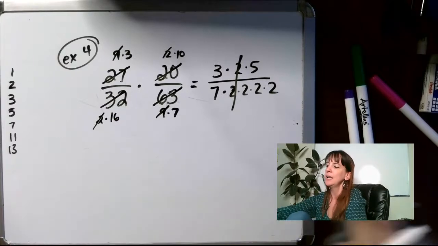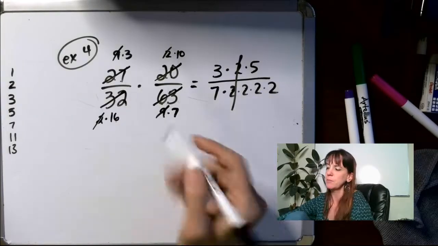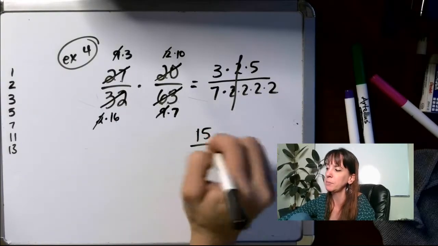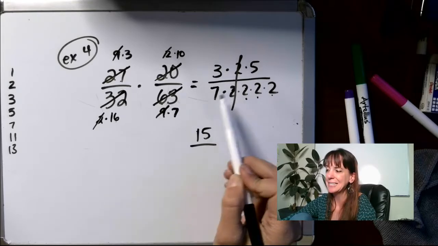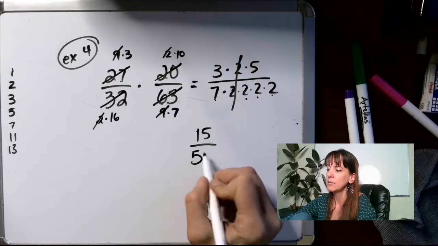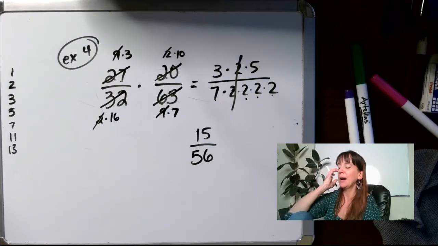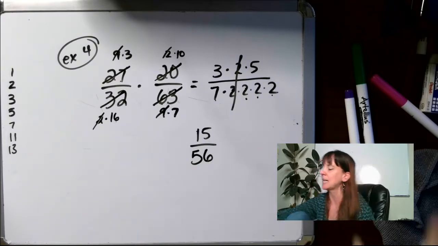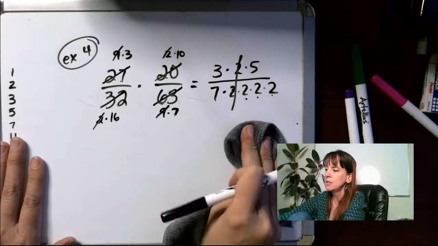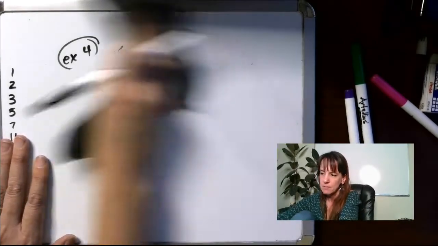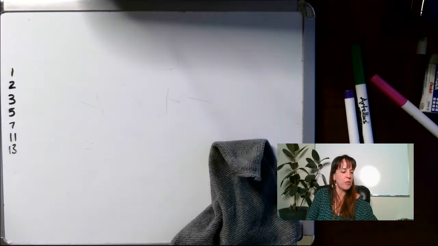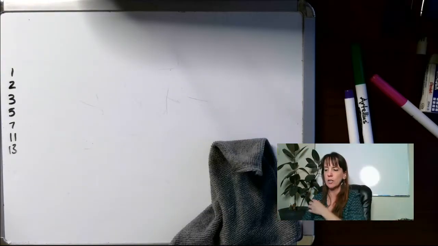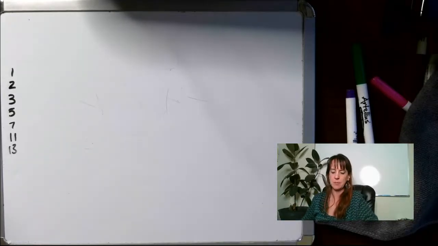All right, so on the top I have 3 and 5, which gives me 15, because remember I'm multiplying. And then I have 2 times 2, which is 4, times 2, which is 8, times 7, which is 56. So that's as reduced as it's going to get. We got down to those prime numbers. All right, so practice is on page 136. Go ahead and get started on that. Pause the video, give those an attempt, and then come on back.